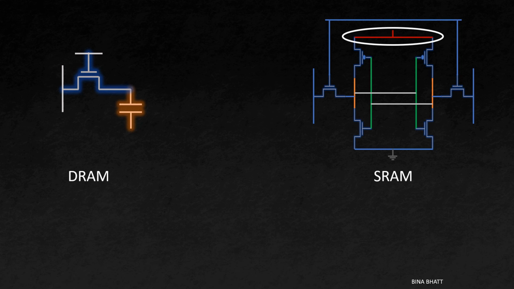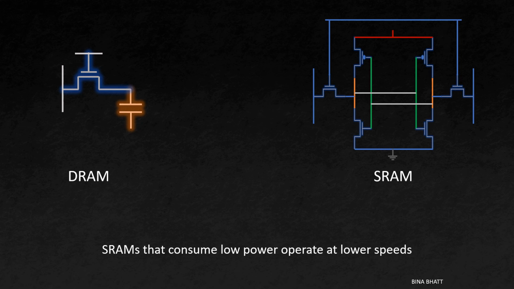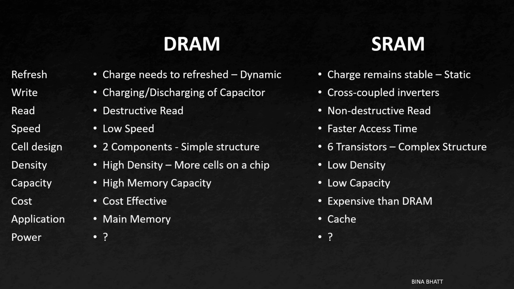Well, SRAM is known to consume minimal power when in standby mode. But if it is accessed frequently, which is usually the case, then it'll certainly consume more power than DRAM. Thus, it is also known to generate more heat than DRAM. However, there are SRAMs that consume low power, and these are used in battery-operated devices and consumer appliances. But they operate at much lower speeds. So the answer to this question is, it depends. It depends entirely on the application.